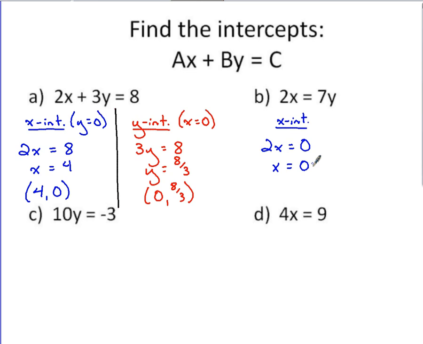So if I solve for x, x equals 0. Now remember what you did there. You let y be 0. You found that x is 0. So your x-intercept, you got a bunch of zeros there. It's going to be the origin.